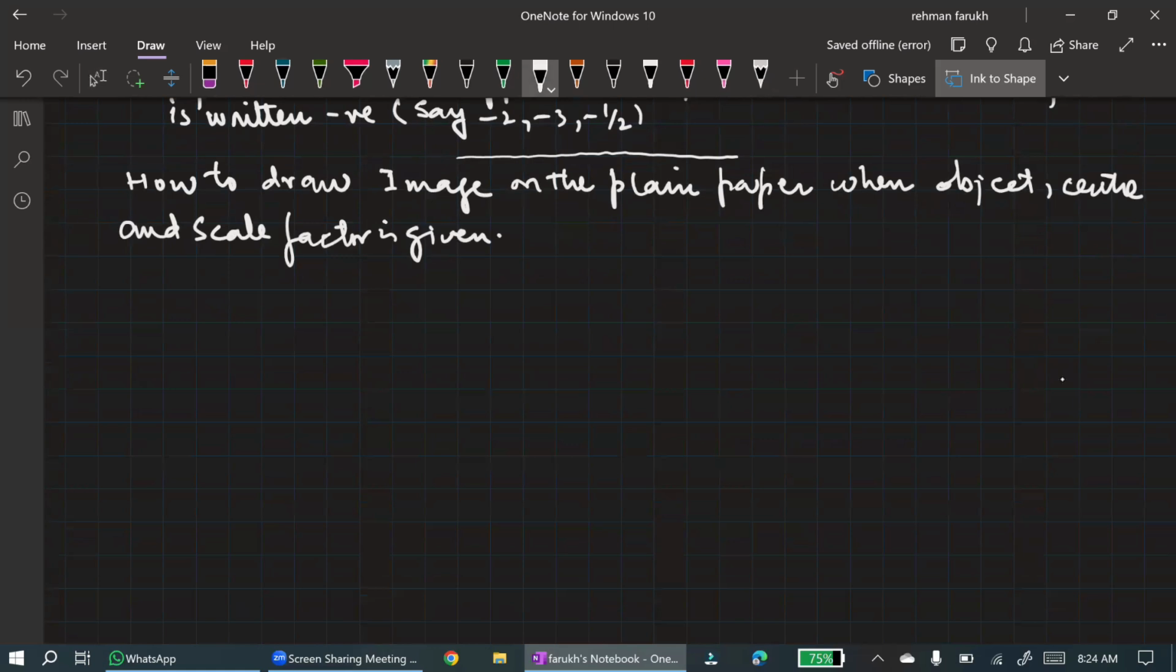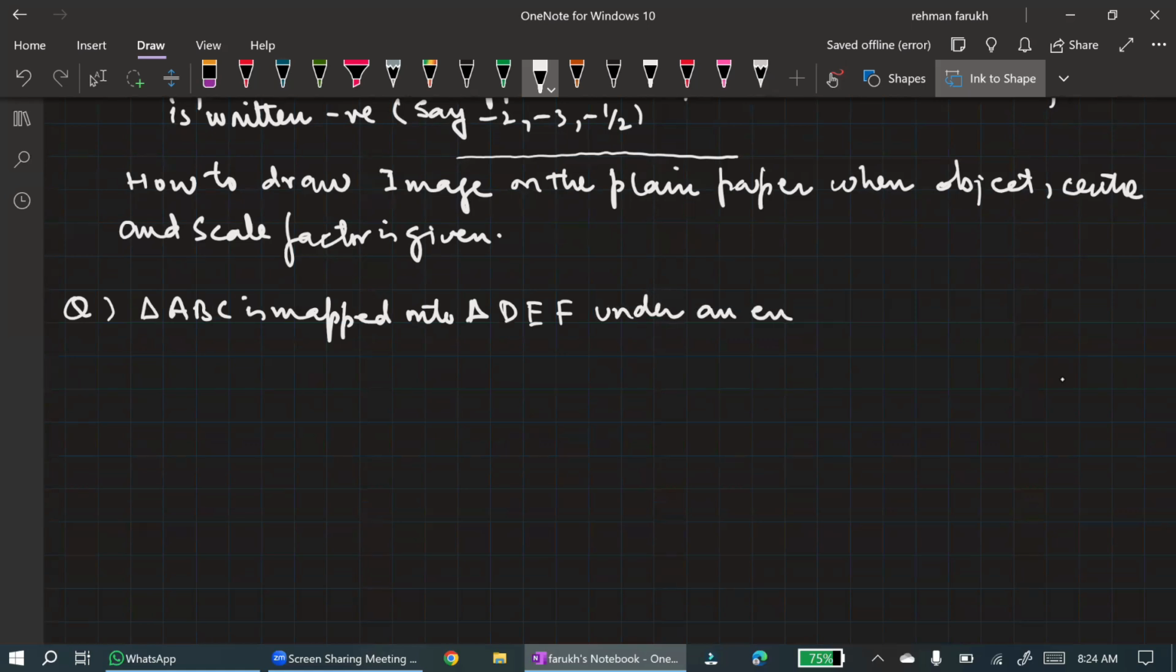And the question is: triangle ABC is mapped onto triangle DEF under an enlargement with scale factor 2 and center X.